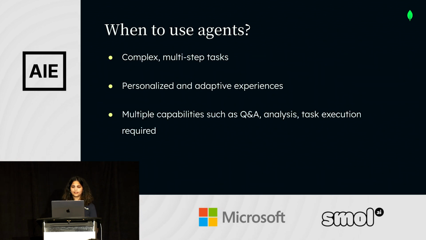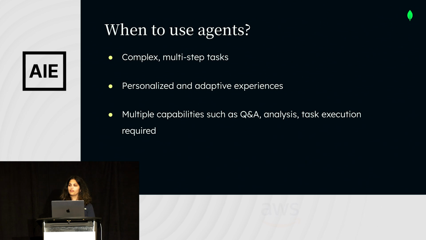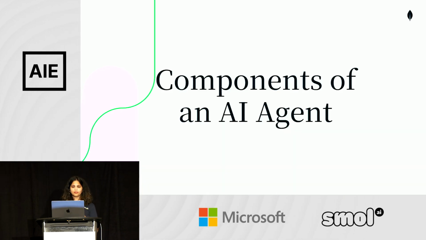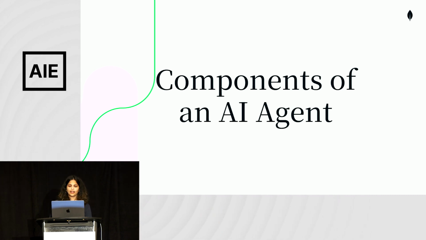So the TLDR is: use agents for complex, multi-step tasks that require integration of multiple capabilities, such as question answering, task execution, and analysis, and using all of these to arrive at a final answer or outcome, and also if there is a need for personalization or adapted responses. As we saw, memory, tools, and being able to reason is what really makes AI agents so powerful.